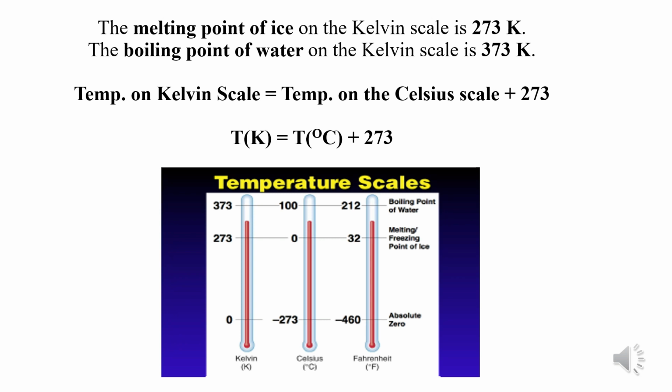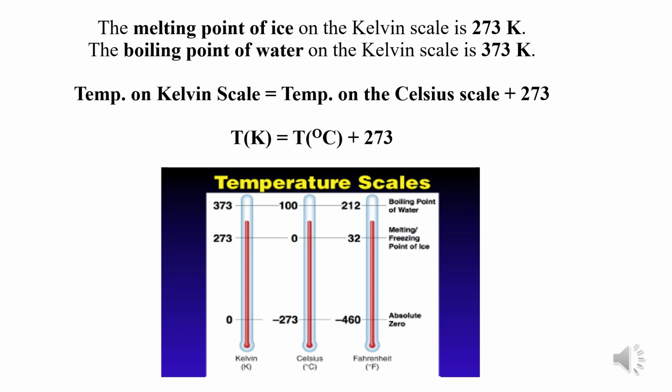Now I hope you can see a picture on your screen, and here you can see 3 thermometers showing the various measuring units: Kelvin, Celsius and Fahrenheit. So in this you can see the various temperatures which show the melting point of ice and boiling point of water on 3 different scales.